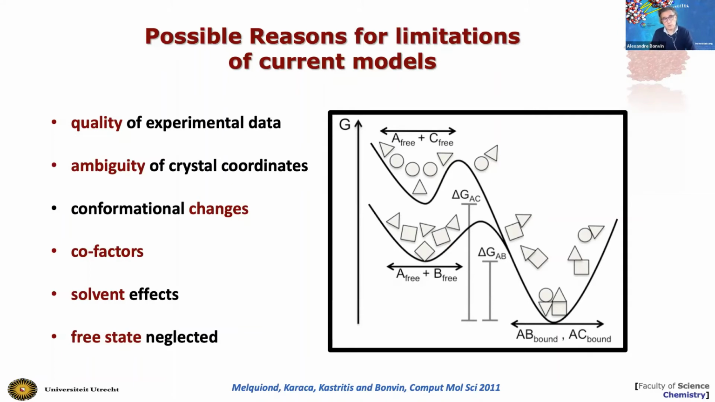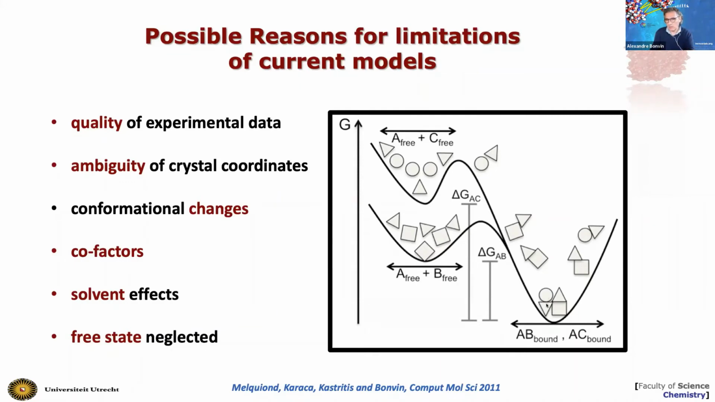We are using crystal structures. There might be ambiguities in there. We might be missing cofactors in our calculations. We might be missing the effect of water. Conformational changes are going to play a role. And I think an important point when you think of scoring based on docking function is that we always neglect the free state. So if you have this very simple free energy landscape here, this is the free energy of binding, and you have a landscape. Here you have the bound state, and here you have the free state. So we have two types of complexes in this example.